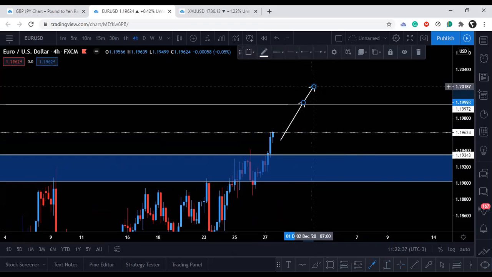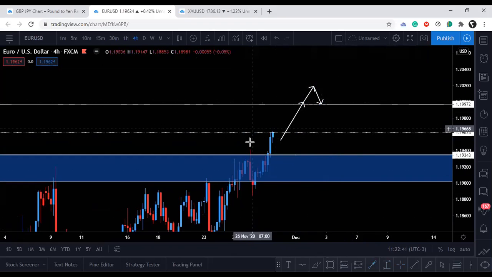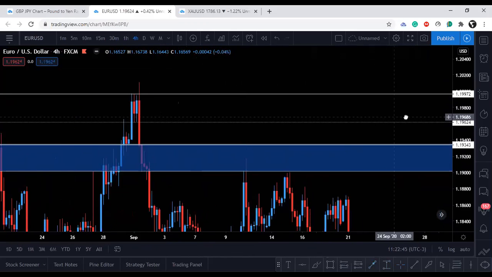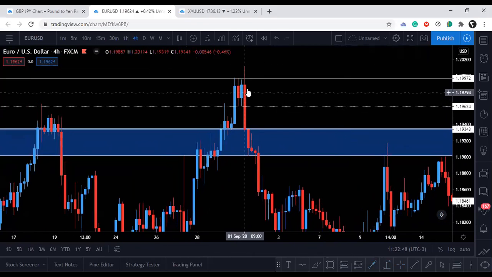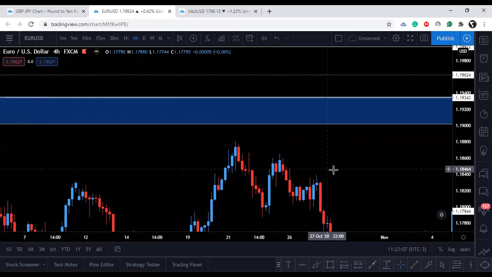But if price gets rejected from this zone with a solid confirmation like a bearish engulfing candle, like the last time, here we see last time price came back to test this level and we had a strong bearish engulfing candle. Once we have a good bearish engulfing candle, then we can look for the sell option. But we have to manage our risk carefully because the pair is very much bullish.